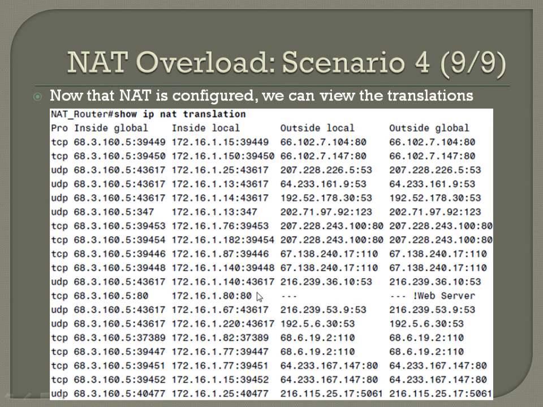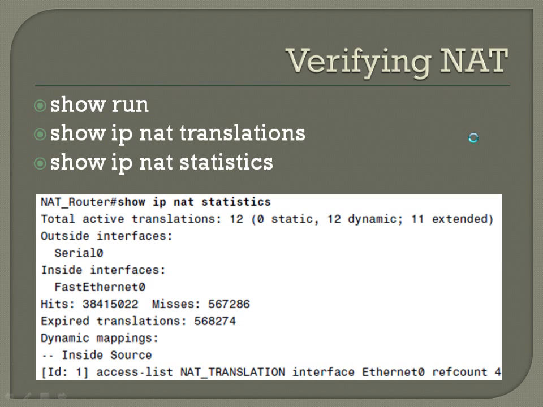So once you've got configurations done, when you need to verify NAT, one of the most important commands is show run. Just go through your configurations and make sure they're there. Make sure your inside and your outside NAT interfaces are configured, all that good stuff. Show IP NAT translations to see the individual translations, and then you can do a show IP NAT statistics like here, and it'll show you how many translations are currently running, all that kind of stuff.